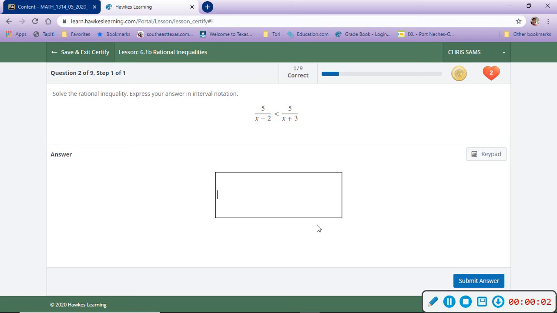Okay, number 2. So again, we're going to solve this rational expression and put the answer in interval notation. So again, we need to first find critical points. Part of it is going to be what makes the denominator 0, and then after that, I'm going to cross multiply and put everything equal to 0, and then set that equal to 0 to find other critical points.